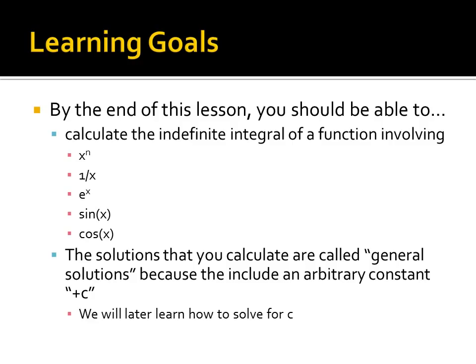Learning goals. By the end of this lesson, you should be able to calculate the indefinite integral of a function involving x to the n, 1 over x to the n, e to the x, sine x, cosine x, or some combination of these 5 elements. The solution that you calculate is going to be called a general solution because it includes an arbitrary constant, which we'll abbreviate plus c. Later on we will learn how to solve for c, but that is outside the scope of today's lesson.